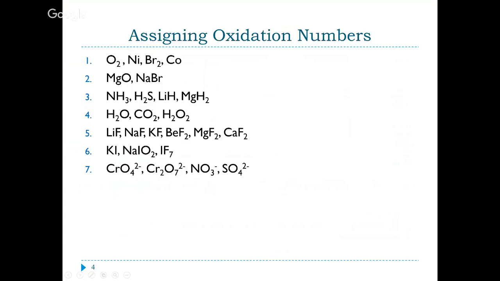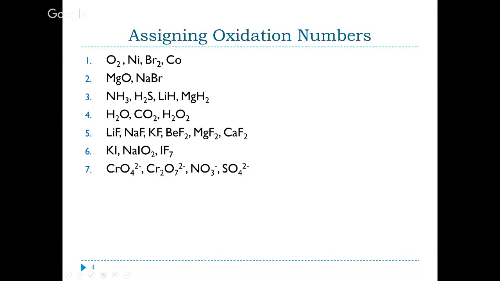We can do the same thing here with the dichromate. Oxygen's -2, 7 times -2 is -14. 2 times whatever the state of chromium is, plus -14 has to equal -2, so chromium once again is a +6. Oxygen is a -2. 3 times -2 is -6, so something plus -6 equals -1, which makes nitrogen a +5.